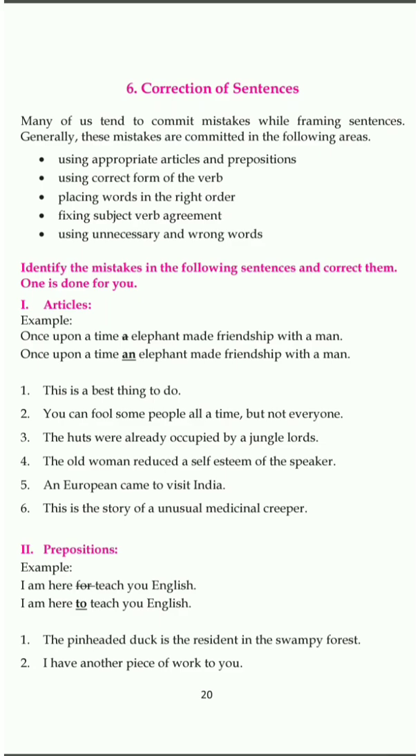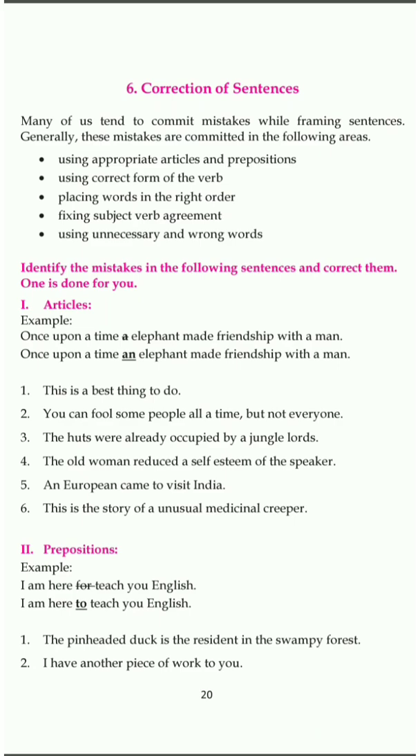"This is a best thing to do." So what is the mistake here? We don't use "a" before superlative adjectives, right? So the best, we don't say "a best", it has to be "the best", the finest, the tallest, the highest. In that way we use superlative adjectives. So here, this is the best thing to do, not "a".